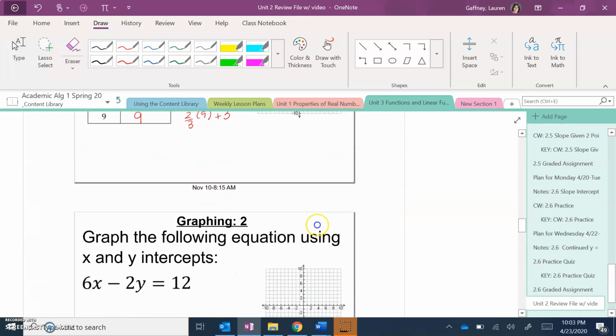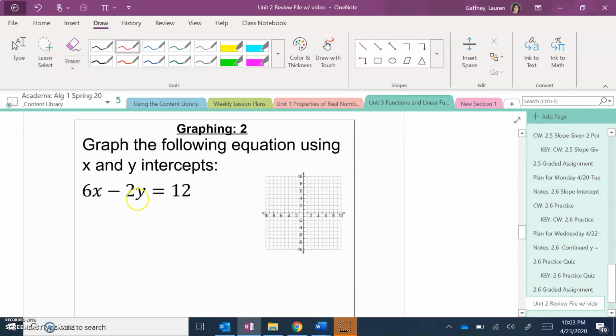Okay. This next one, we're going to do the same thing, but notice this one's written in a different format. It's not solved for y, it's in slope-intercept form. So I think these are actually easier to find your x and y intercepts. So here we let y equal 0. So if y is 0, this piece is gone. So 6x equals 12 and x equals 2.